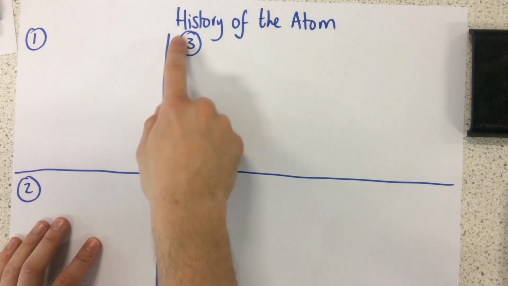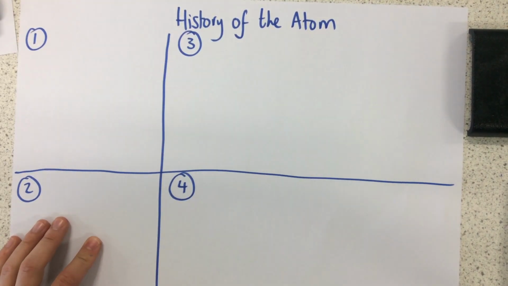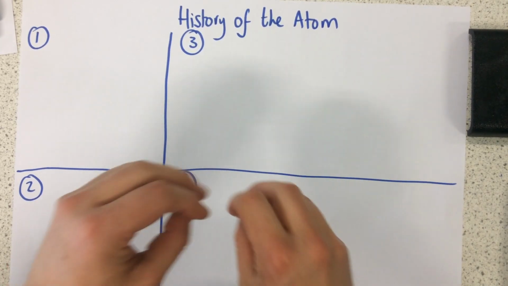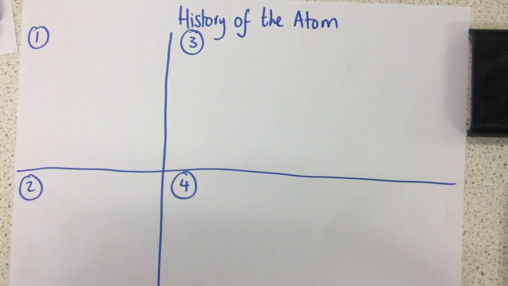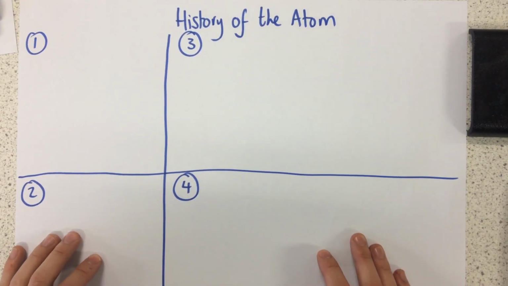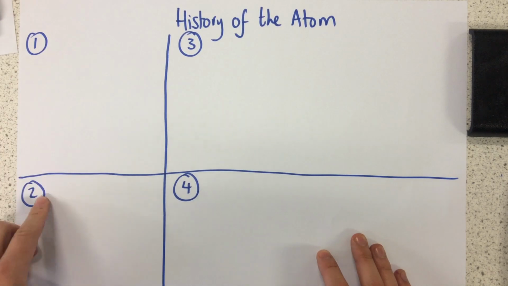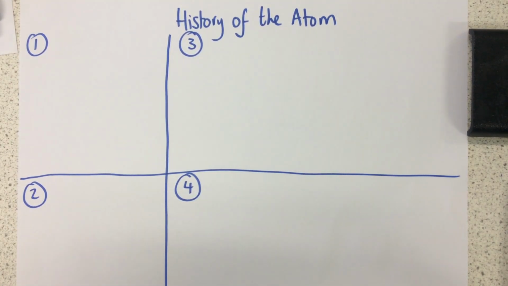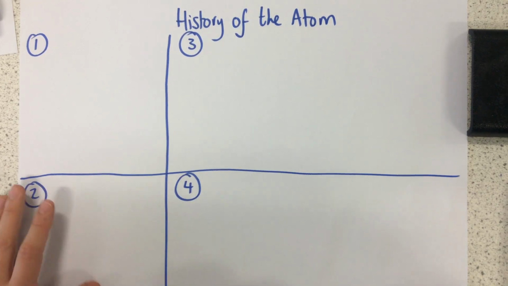Okay, today I'm going to talk to you about the history of the atom. Because as we know, atoms are the tiny, fundamental building blocks of everything. But because they're so small, we haven't always known their exact structure. So what we're going to talk about is the 4 different models of the atom and how our understanding of them changed over time.